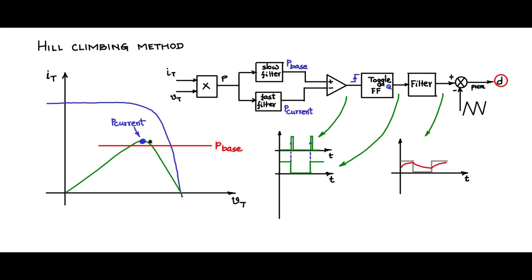So it keeps on happening, and this operating point keeps moving back and forth like this, and at the same time this P base is also moving up, trying to catch up with P current slowly, and thereby locks this P current within a narrower and narrower region till it reaches the top. In this way, maximum power point tracking is achieved.